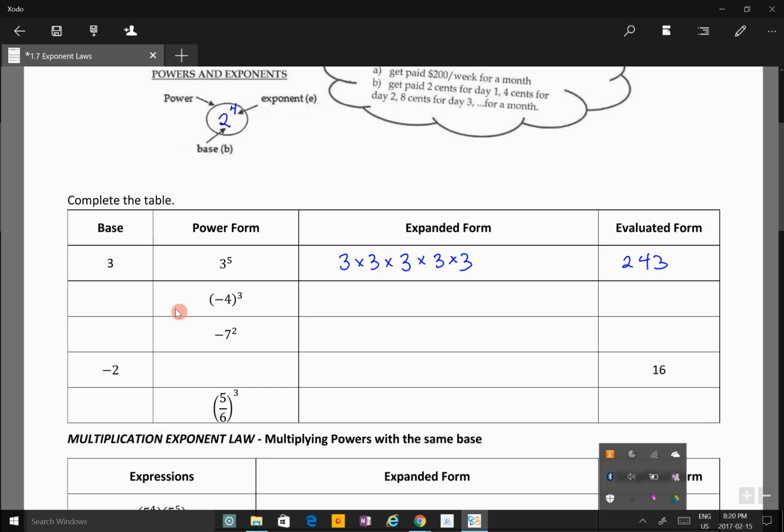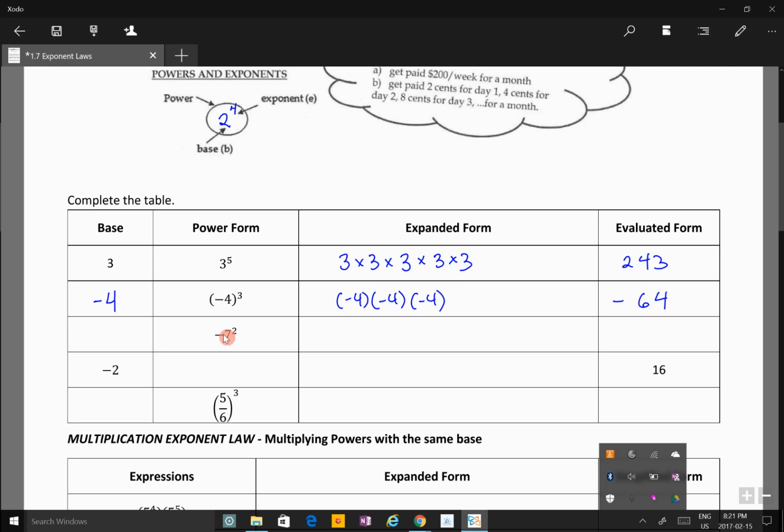Okay. So now here, power form, -4 in brackets, raised to the exponent 3. My base here is -4. You have to include the negative because it's part of the bracket. In expanded form, I'm going to write -4 3 times, so -4 times -4 times -4. And when I multiply these 3 numbers, keep in mind your rules for negative signs. So I have 1, 2, 3. I have an odd number of negative signs, so my result is going to be negative. And so 4 times 4 is 16. 16 times 4 is 64. So there's my evaluated form.